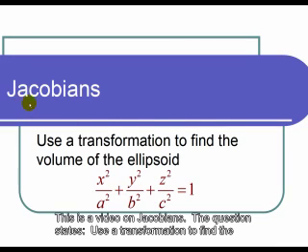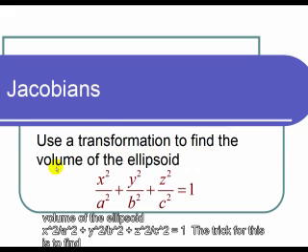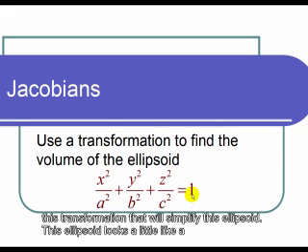This is a video on Jacobians. The question states, use a transformation to find the volume of the ellipsoid x squared over a squared plus y squared over b squared plus z squared over c squared is equal to 1. So the trick on this is to find the transformation that's going to simplify this ellipsoid.